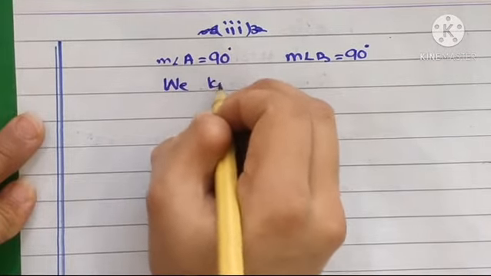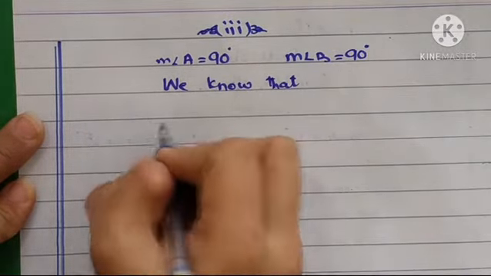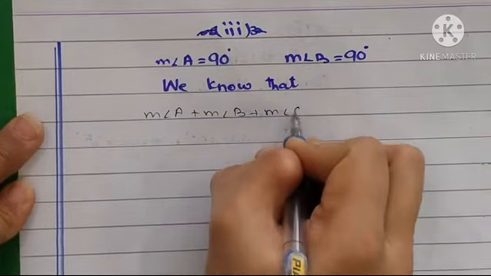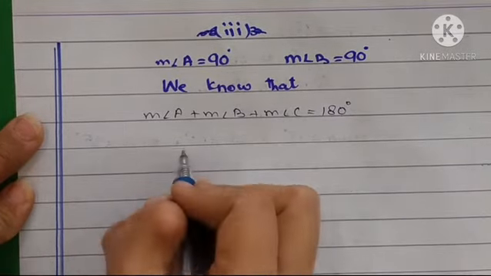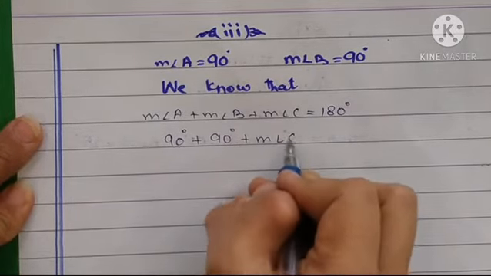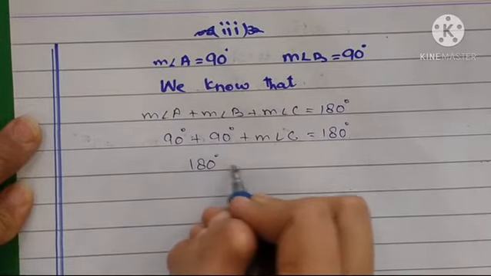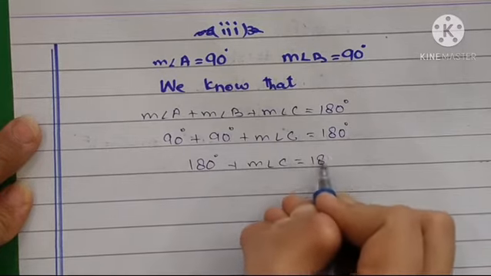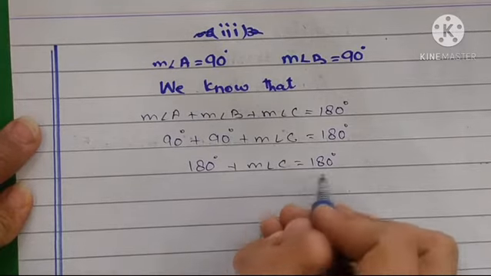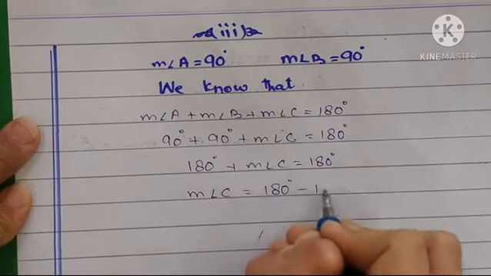We know that the sum of interior angles, measure of angle A plus measure of angle B plus measure of angle C, is equal to 180 degrees. Now put the values. 90 degrees plus 90 degrees plus measure of angle C, which we will find, is equal to 180 degrees. 90 plus 90 is equal to 180 degrees plus measure of angle C is equal to 180 degrees. This 180 has the plus sign. When we move to the other side, it will be minus. Measure of angle C is equal to 180 degrees minus 180 degrees.